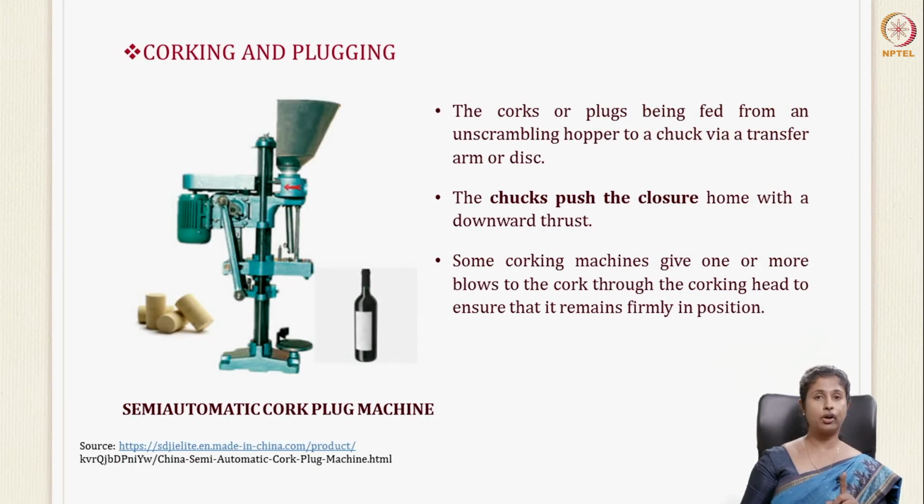Another method is corking and plugging. So one of the capping methods is to screw it on. Another one is corking it. You must have seen corks in many of these bottles of wine where the cork is pushed in. So here for the cork or the plug, there is an unscrambling hopper which will deliver them one by one into a chuck. And the chuck is the one that pushes these corks into the bottle opening by a downward thrust. Sometimes they're given one or two blows to the cork so that it is tightly attached to the bottle and the sealing is secure.